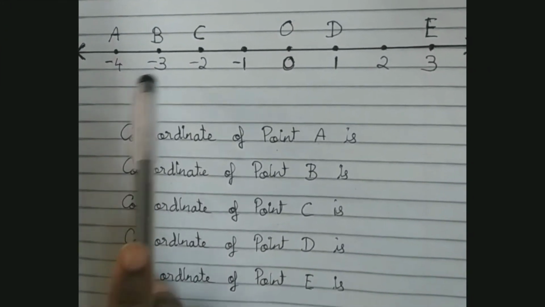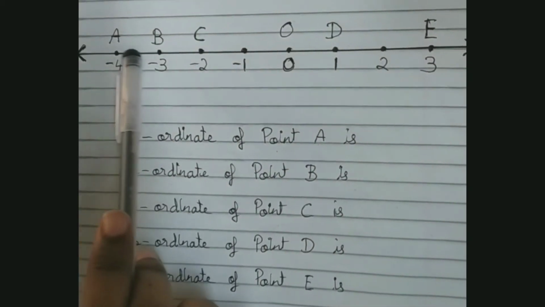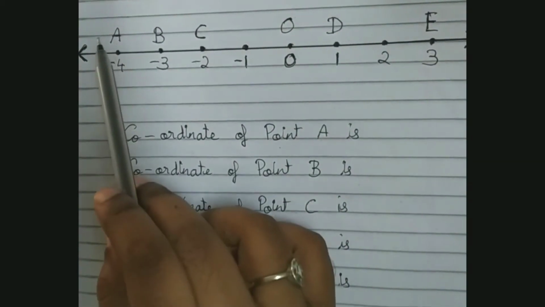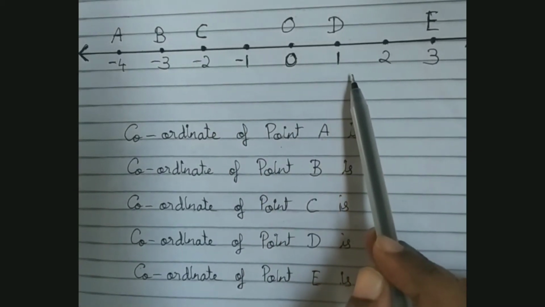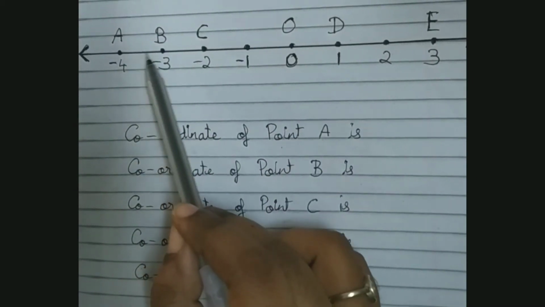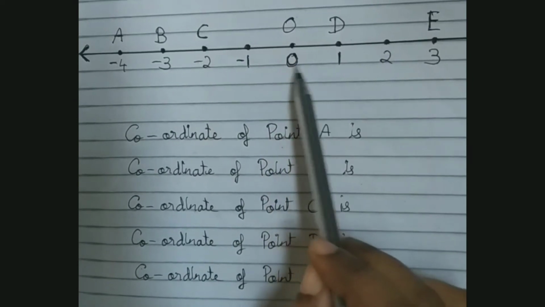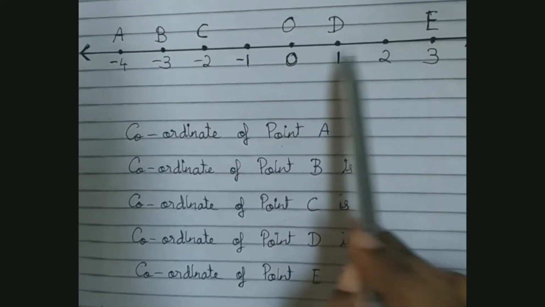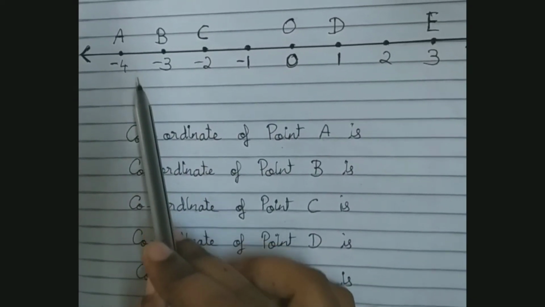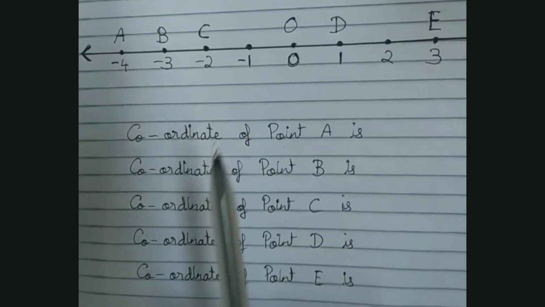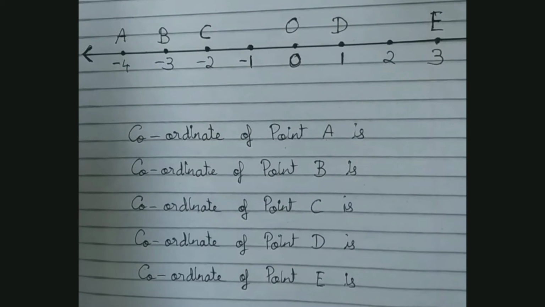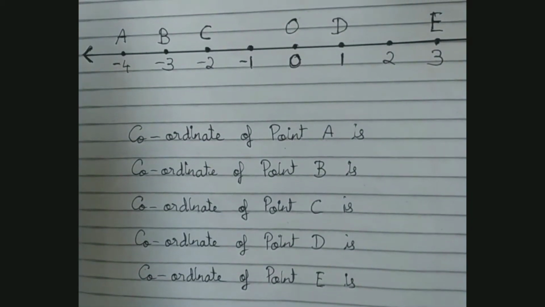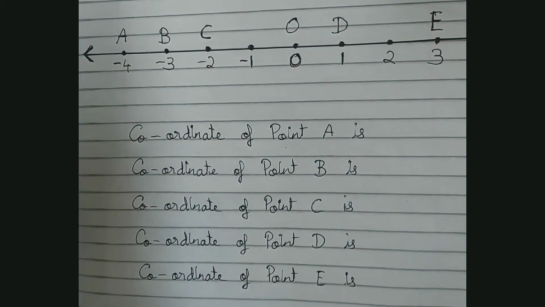Next we will see coordinate of a point. Now see this number line and see the points. Each point is denoting some number. See the points A, B, C, O, D, E. So each point is denoting some number. That number is called the coordinate of that point.